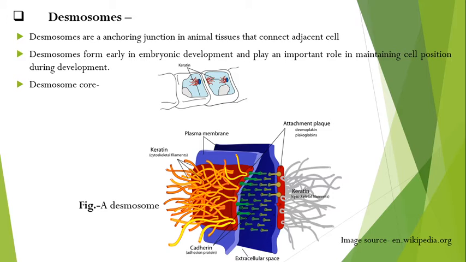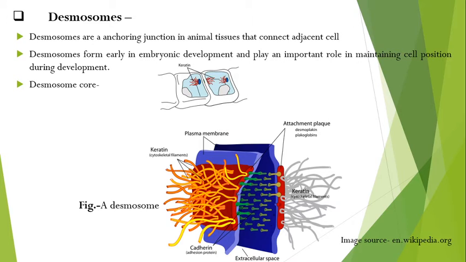So desmosomes are anchoring junctions in animal tissues that connect adjacent cells. Desmosomes are only present in animal cells, and plasmodesmata are present in plant cells. The next point is plasmodesmata, but first of all, desmosomes.